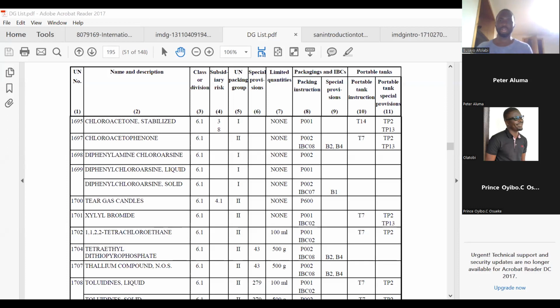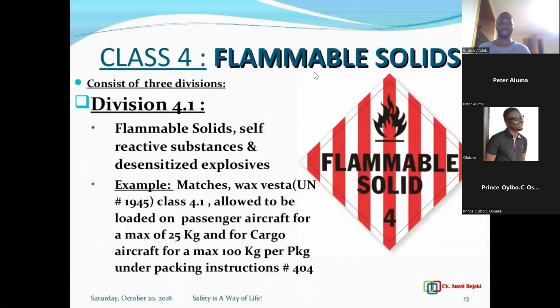can everybody see my screen? What's it written there? 4.1. Is that what it's showing there? Hello? Okay, yeah, so 4.1, that's what it's showing there.